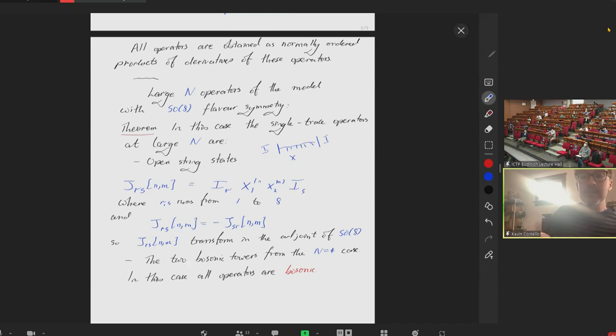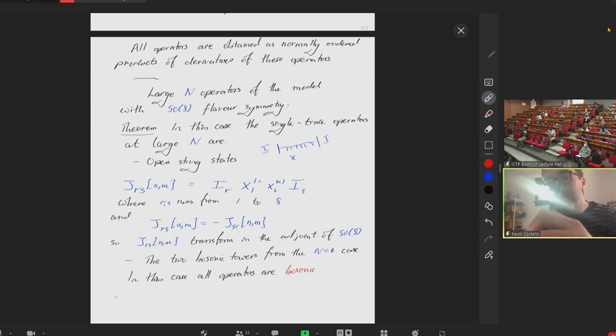So the large N single, the terminology is usually that expressions like this are also called single traces, or single string, really. So in this case, we can also enumerate all of the states, and we find these extra open string states together with the bosonic states that we saw in the N=4 case. The fermionic states of the N=4 case turn out not to contribute because of some symmetry reason for the matrices. So in this case, all the operators are bosonic.